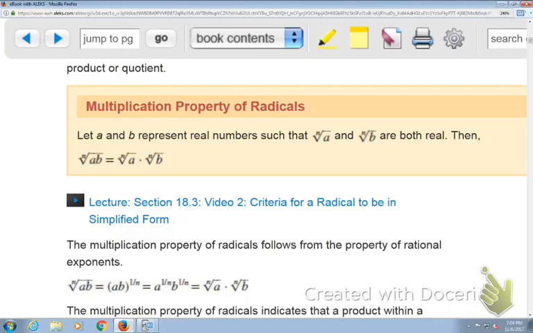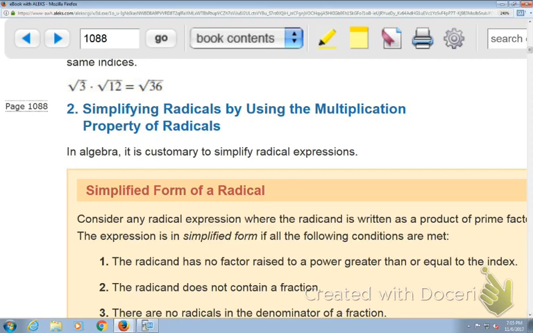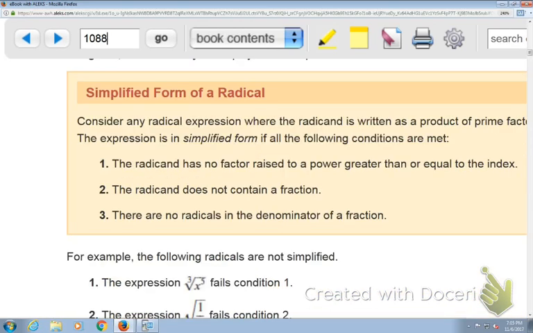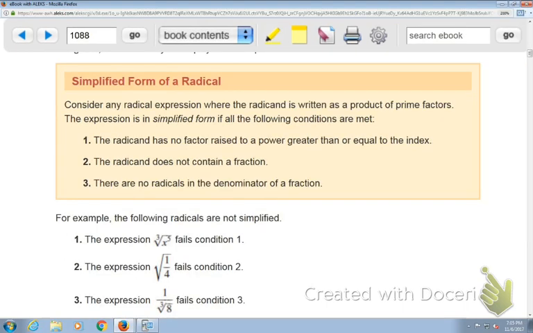So when we talk about simplifying, this is what we're referring to. We'll consider a radical expression simplified under these 3 conditions. The radicand has no factor raised to a power greater than or equal to the index. The radicand does not contain a fraction, and there are no radicals in the denominator of a fraction.